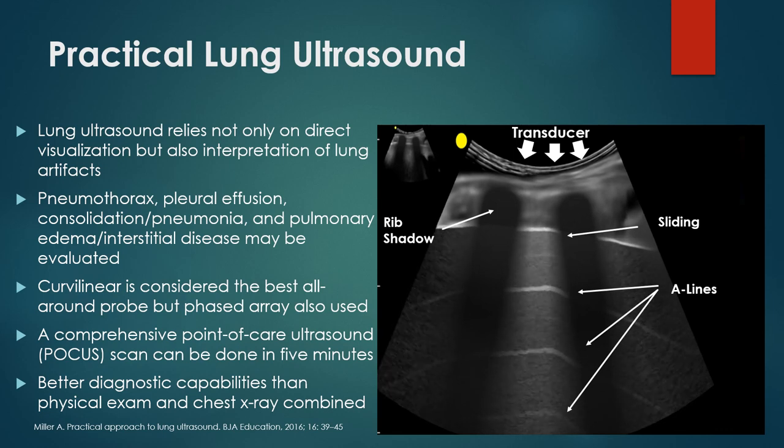A comprehensive point of care ultrasound or POCUS scan can be done in about 5 minutes using this technique. For the lungs, you have better diagnostic capabilities than the physical exam and the chest x-ray combined. So if you're working in the ER, you need to be doing some lung ultrasound.